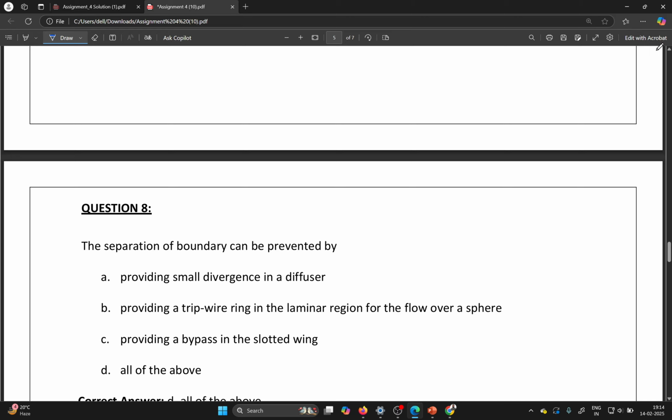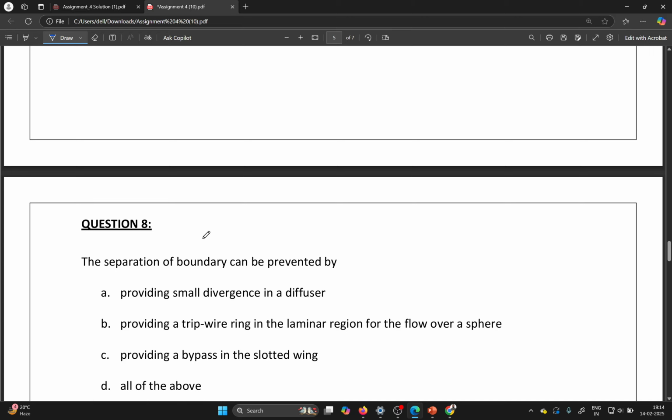Yes. So here is the separation of boundary layer. Separation of boundary layer can be prevented by: Option A, providing a small divergence in a diffuser; Option B, providing a trip wire ring in the laminar region for the flow over a sphere; Option C, providing bypass in the slotted wing; Option D, all of the above.